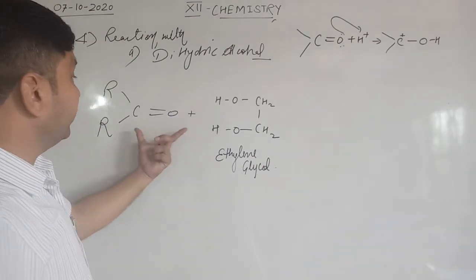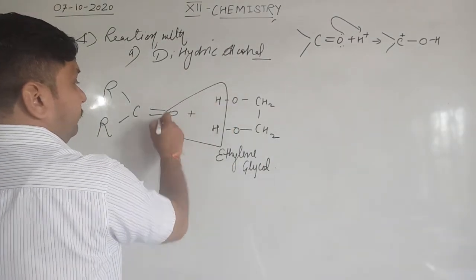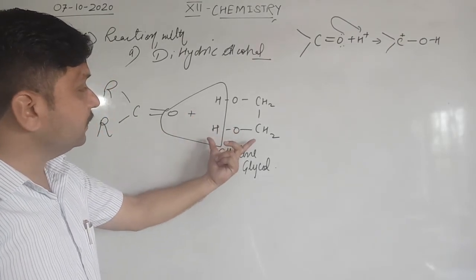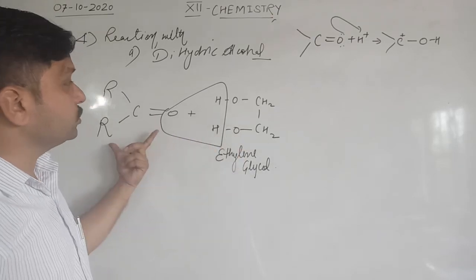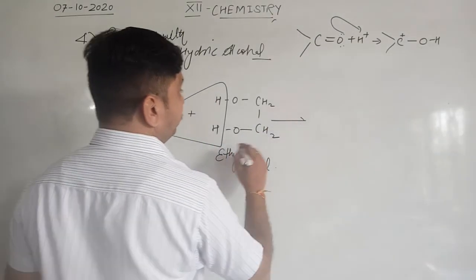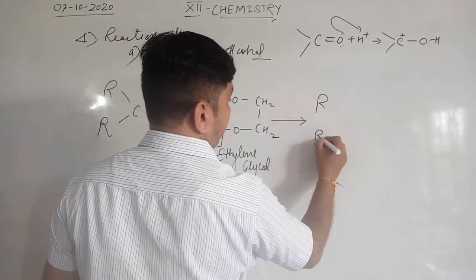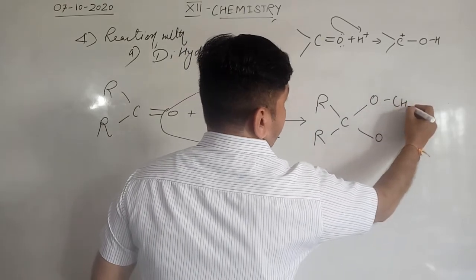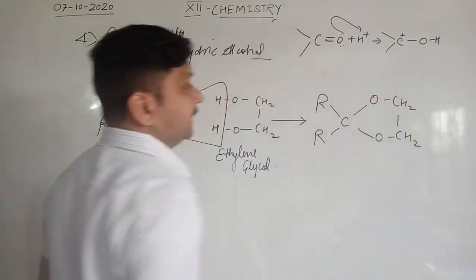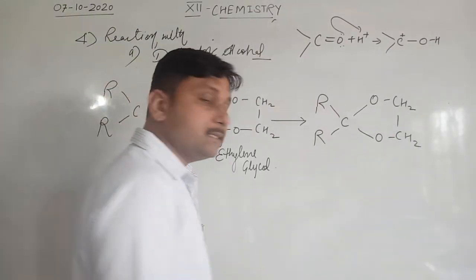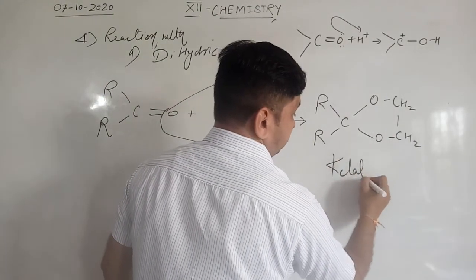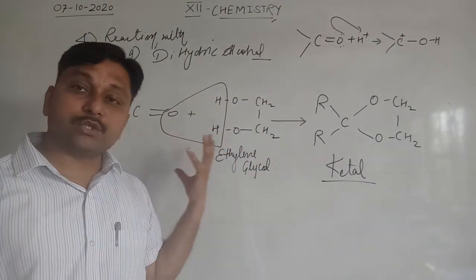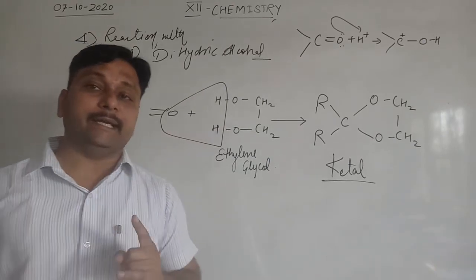So this ethylene glycol reacts with ketones and it will eliminate one molecule of water. It will eliminate one molecule of water, H from this dihydric alcohol and oxygen from this ketone, and it will convert into a cyclic compound, and this cyclic compound is known as ketal. Clear? So ketones have the tendency to react with dihydric alcohol.